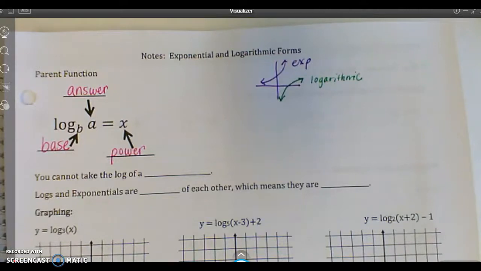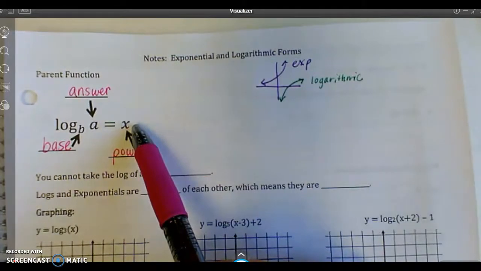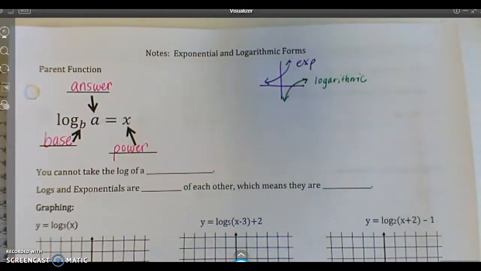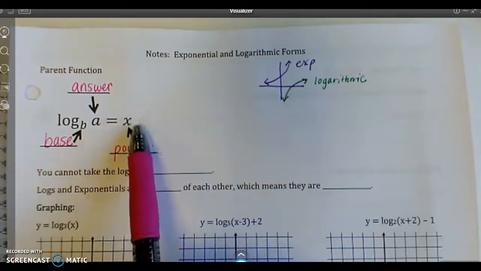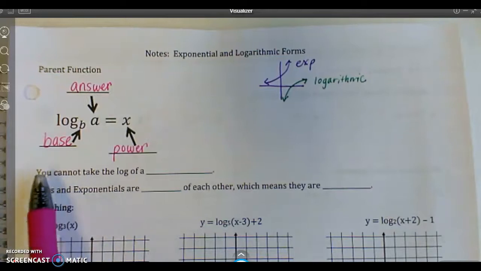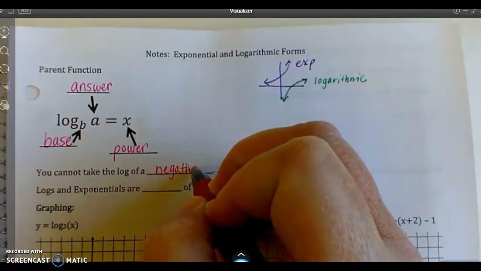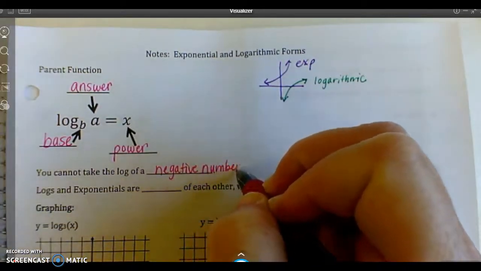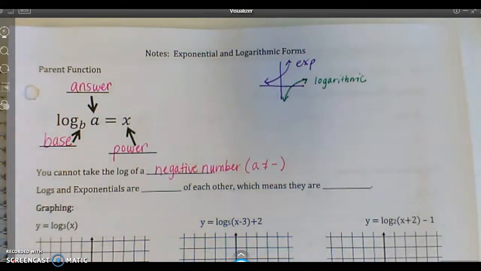Whenever you have a log, it tells you the power of an equation. Okay? If you ever hear about earthquakes and they talk about the Richter scale and how powerful the earthquake was, you get that with logs. And this number right here is the power of that on that Richter scale. Okay, so that's where it comes from, sort of. First thing you need to know is that you can't take a log of a negative number. That means a will never be negative, because a is what you're taking the log of.